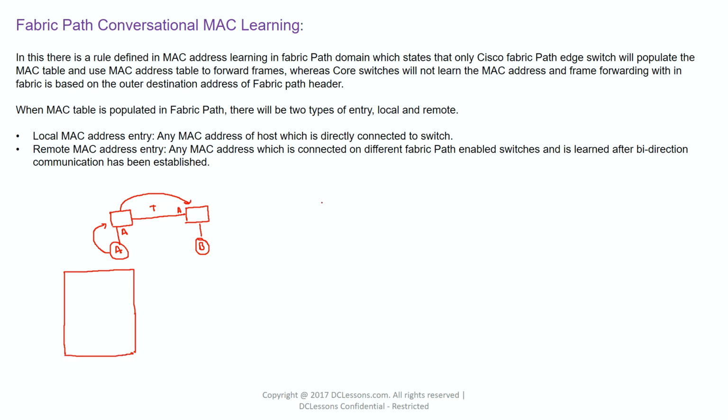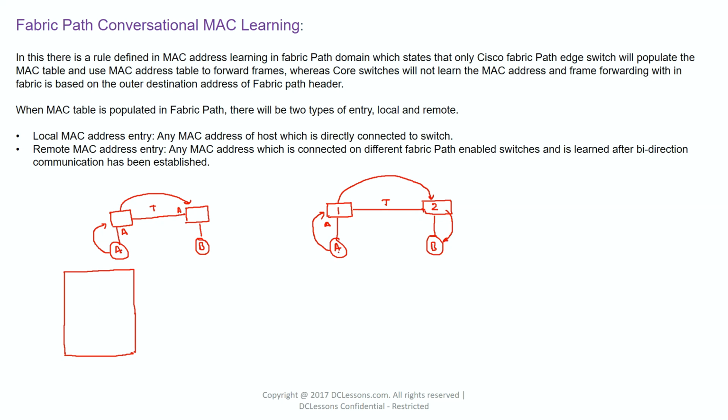But in the case of conversational MAC address learning, what happens? Suppose this is my switch 1, this is my switch 2, and this is host A and host B. This is my trunk port. When host A sends a packet to host B, A will be learned here. Now, when switch 1 sends a packet to switch 2, switch 2 will not learn the MAC address of A. Rather, it will forward the packet to host B.